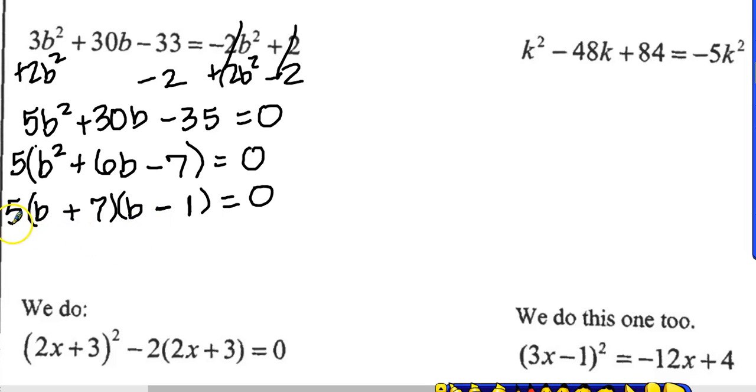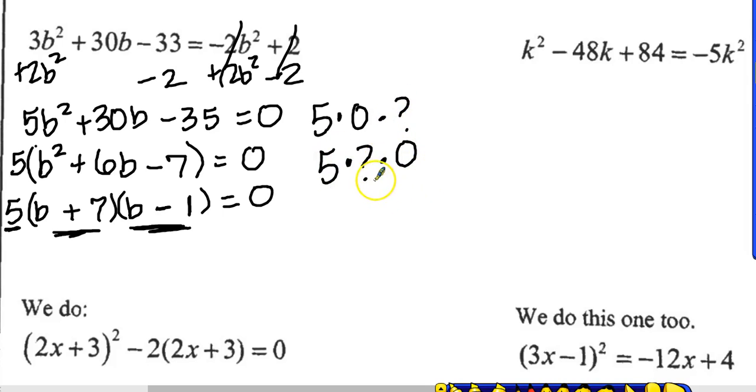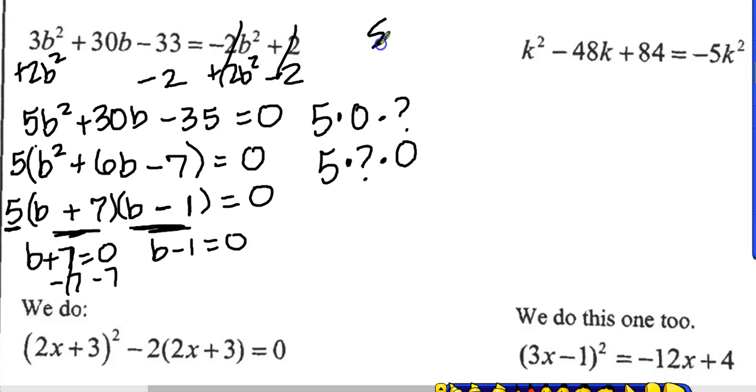Now we're going to set, should we set the 5 equal to 0? Doesn't have a b in it, right? This is not 0. It's either this one 0 or this one 0. It's 5 times 0 times something, or 5 times something times 0. It's got to be one of those two choices. So these are the two that we're going to set equal to 0. The variables. Subtract 7, you get b equals negative 7. Or add 1, and you get b equals 1.